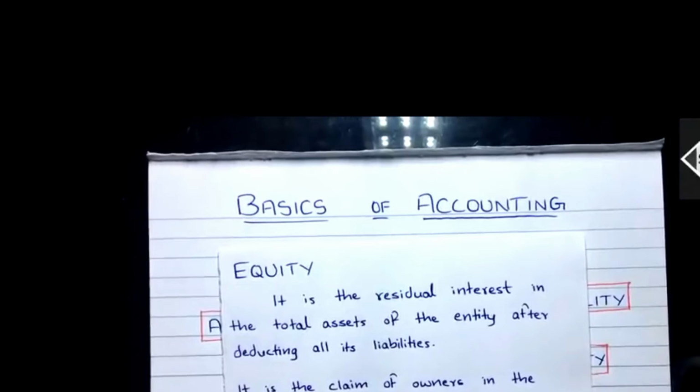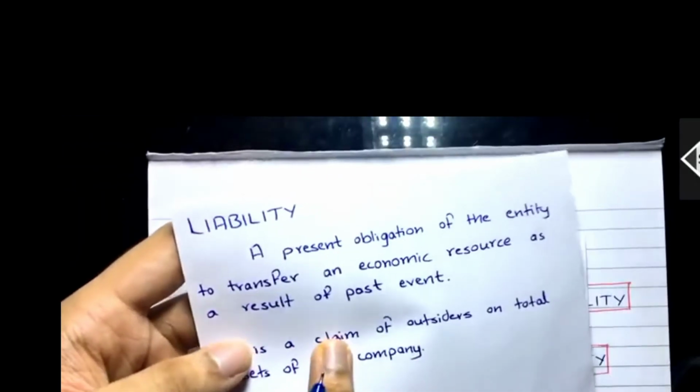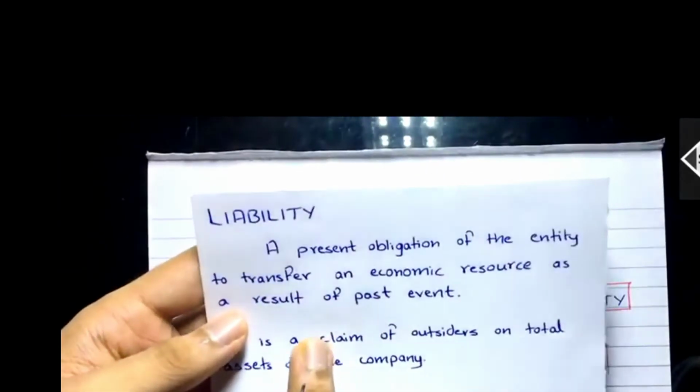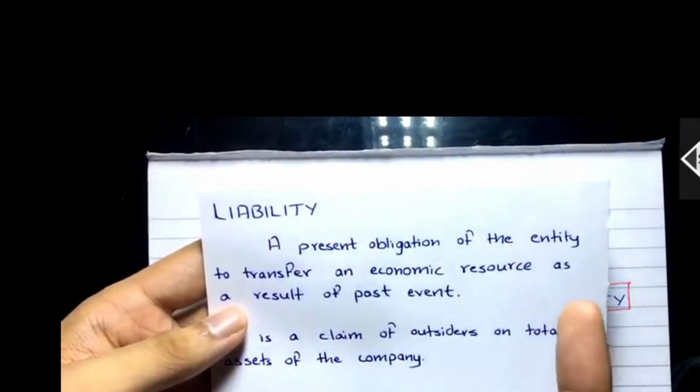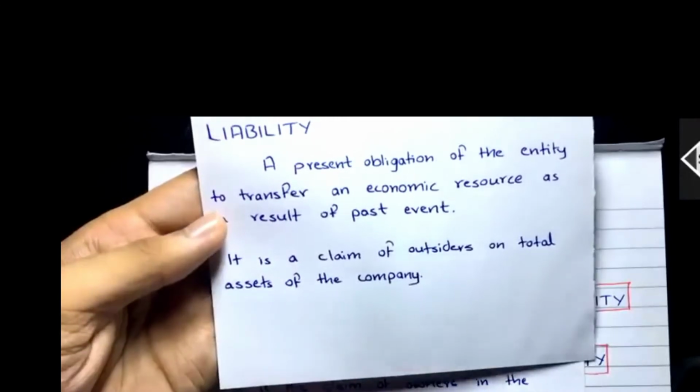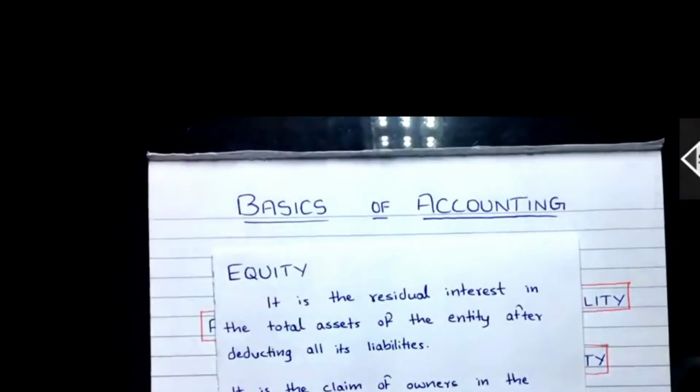So whenever there is a liquidation or the company is wound up, first payment will be made to the liability holders and then to the owners. So the liability holders will have the first claim, the owners will have the second claim, on the total assets of the company. So this is what equity share capital, or just capital, is. It is simply the claim of owners in the total assets.